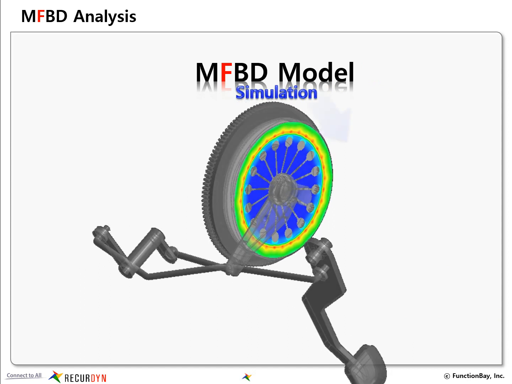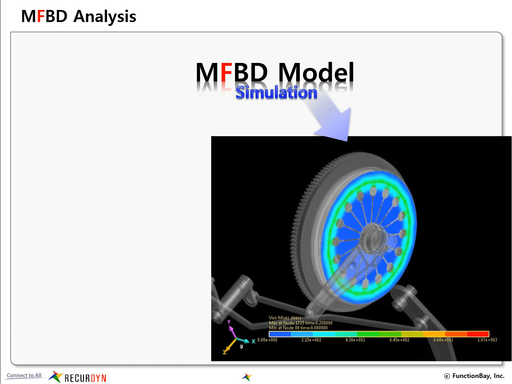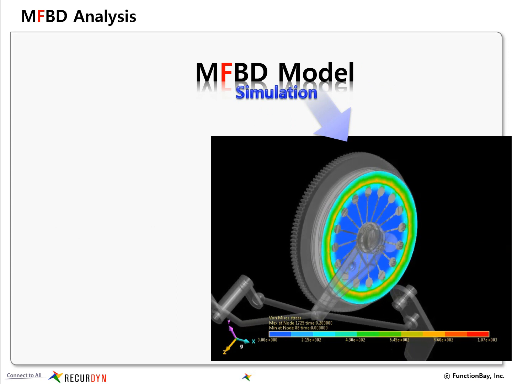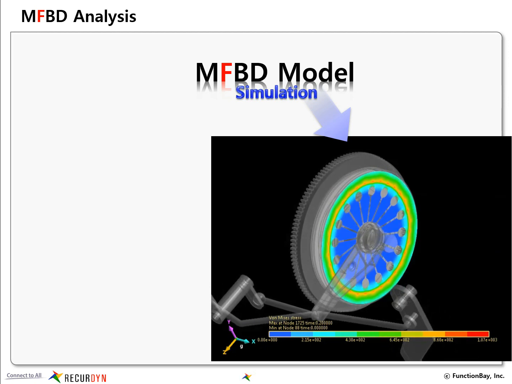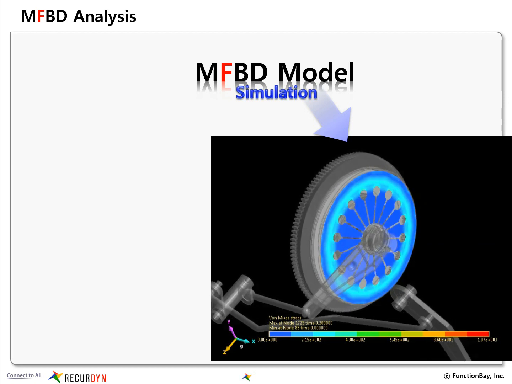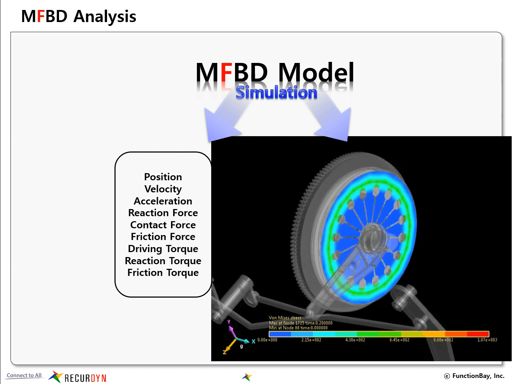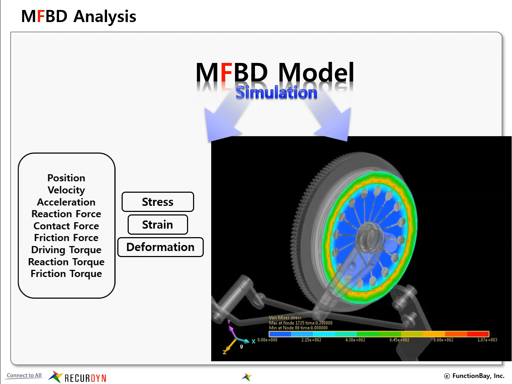Most of the other MFBD software can solve linear problems only, using the modal superposition method, and supports very limited flexible problems. RecurDyn solves all the degrees of freedom of the nodes and fully supports nonlinear problems. So, in this model, a diaphragm spring can be simulated with a nonlinear contact. Then, not only position, velocity, acceleration, and force and torque, but also the stress, strain, and deformation of the flexible body can be obtained.